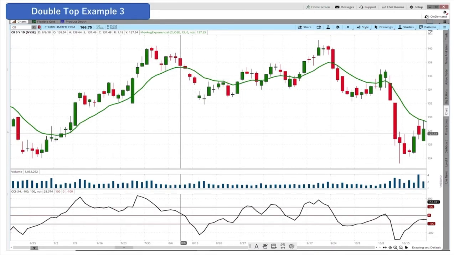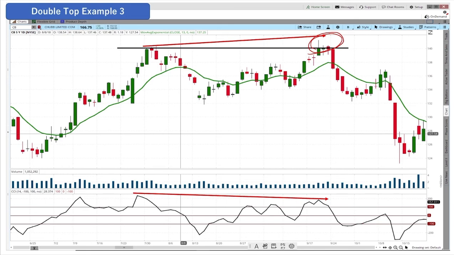Trading rule number 1. Check if the indicator CCI divergence happens. Trading rule number 2. Check if a fake breakout happens. Trading rule number 3. Draw a trend line through the middle valley to wait for the trend line breakout.